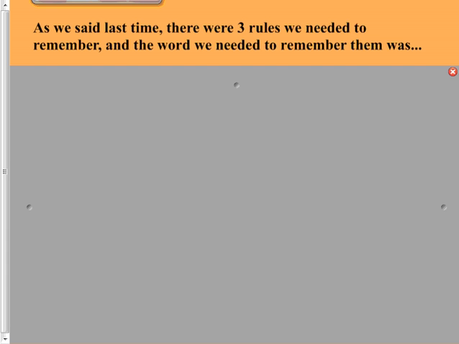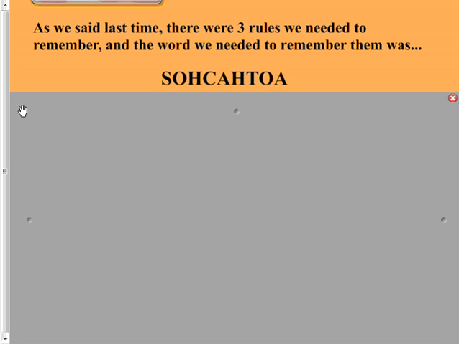As we said last time, there were 3 rules that we needed to remember, and the word we needed to remember them was, well, what was the magical 9-letter word? It was SOHCAHTOA, S-O-H-C-A-H-T-O-A. And we said we needed to remember that including the correct spelling, because all 9 of these letters mean something, and they also mean something as far as the order that we use them. There's some fractions involved in there, and if we get our letters out of order, that can cause us to mess up our fractions, get things upside down, stuff like that.